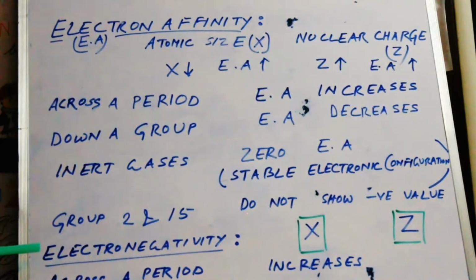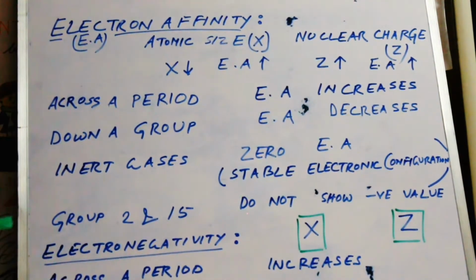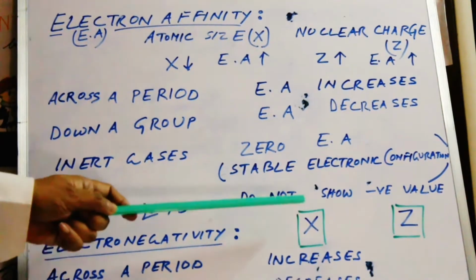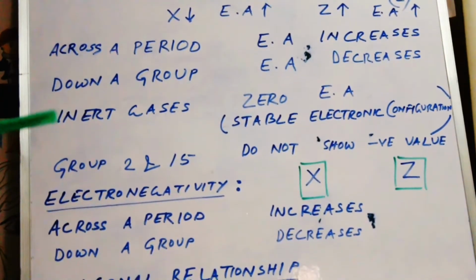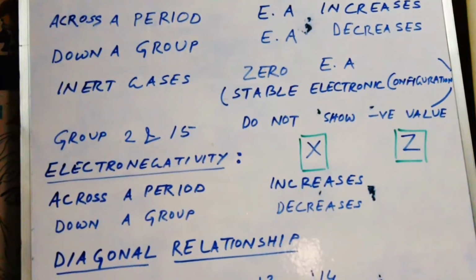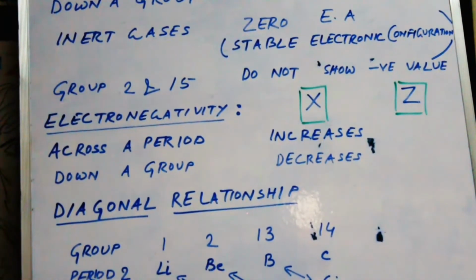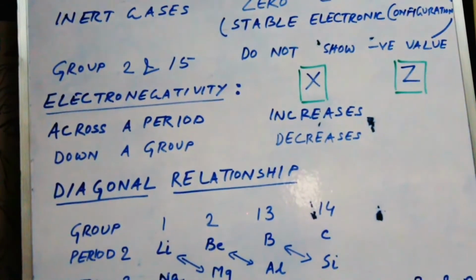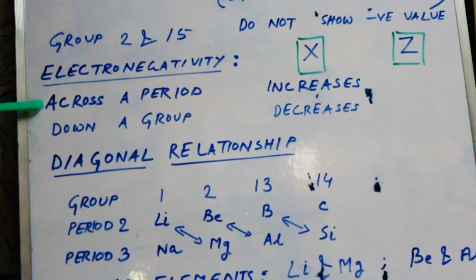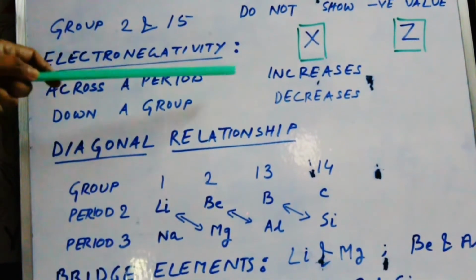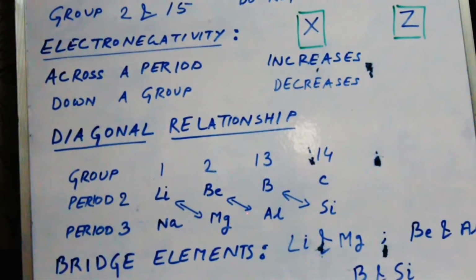The next concept is electronegativity. It also depends on two things. One is atomic size, that means X, and Z is the nuclear charge. Nuclear charge is basically the number of protons within the nucleus. More the number of protons, more the nuclear charge. Less the number of protons, less is the nuclear charge. So across a period, electronegativity increases, and down a group electronegativity decreases.